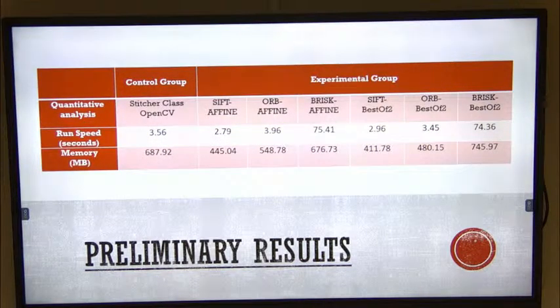These are the results of one set of images that we analyzed, and we have the run speed in seconds and the memory in megabytes. The best outcome in this scenario was the SIFT best of two combination, which had the lower memory cost, and the ORB best of two is the one that follows, with less time and less memory consumption. But it does come at a little bit higher consumption rate.